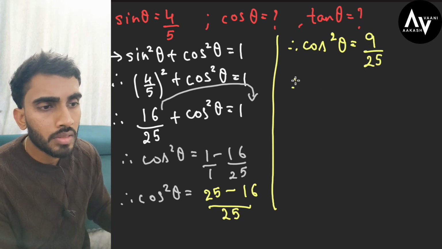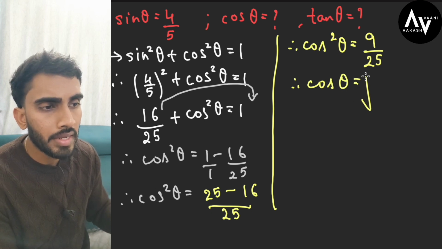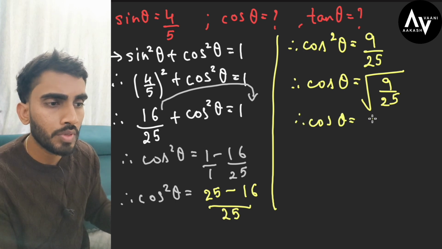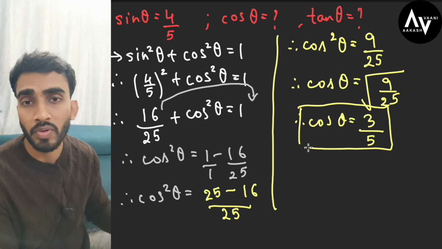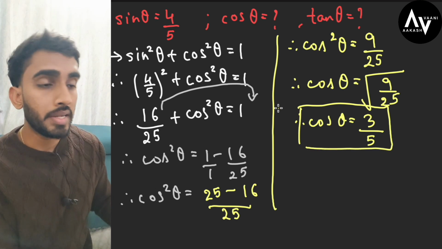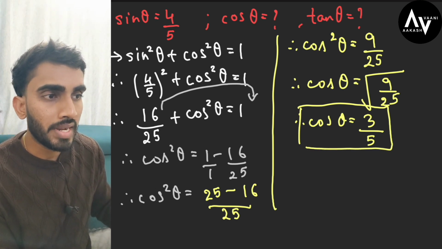Now taking the square root of 9 upon 25, we will get cos theta is equals to 3 upon 5. So here we got cos theta, which is 3 upon 5. We also have to find out tan theta. So let us find out tan theta now.